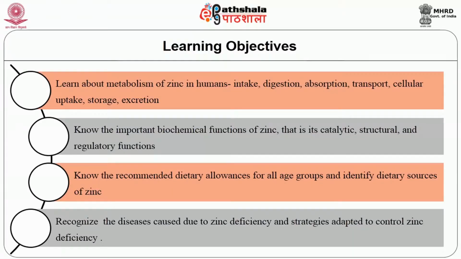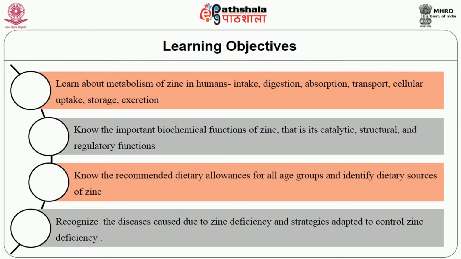The objectives of the module are, first, to learn about metabolism of zinc in humans, that is intake, digestion, absorption, transport, cellular uptake, storage and excretion. The second objective is to know the important biochemical functions of zinc, that is its catalytic, structural and regulatory functions.